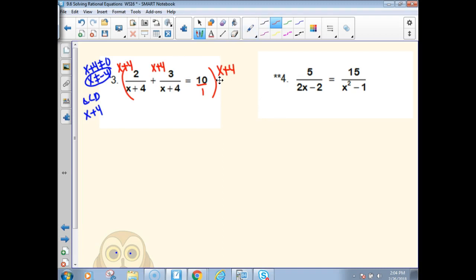I guess I don't have to put those parentheses, but anyway, what's going to happen on the first fraction, the x plus 4 will cancel out, giving us just 2. Same thing on the second one, and we'll get just 3. But on the right side, we're going to have 10 times the x plus 4. So we add 2 and 3 and get 5. Distribute the 10, or you could divide by it right now. 10x plus 40.